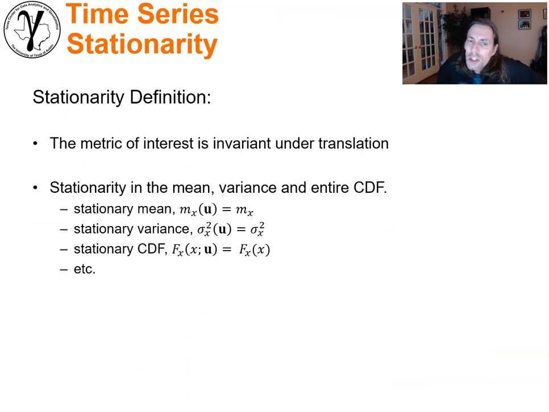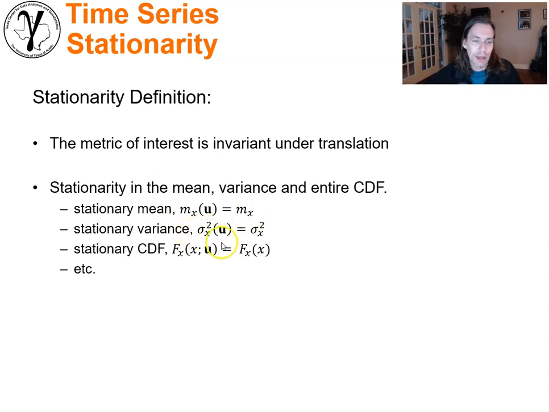Now, there's an issue that comes up in time series analysis all the time, and that is stationarity. And what's the definition of stationarity? The metric of interest is invariant under translation. Okay? Stationarity in the mean, variance, and the entire CDF could be posed as stationary in the mean of the feature x, over location vector u, where u bold is the location vector, is equal to a constant mean that would be the same everywhere.